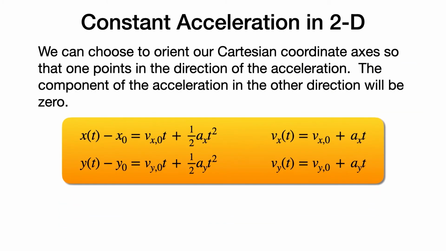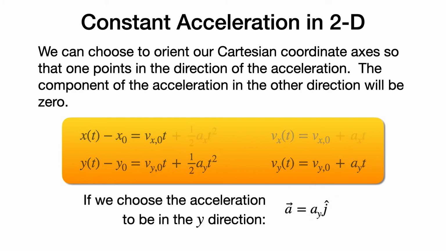Now, we can choose to orient our Cartesian coordinate axes so that one of them points in the direction of the acceleration. The component of the acceleration in the other direction will then, of course, vanish. So let's, in this case, choose our acceleration to point in the same direction as the y-axis. In this case, the x component of the acceleration vanishes, and our equations simplify considerably.